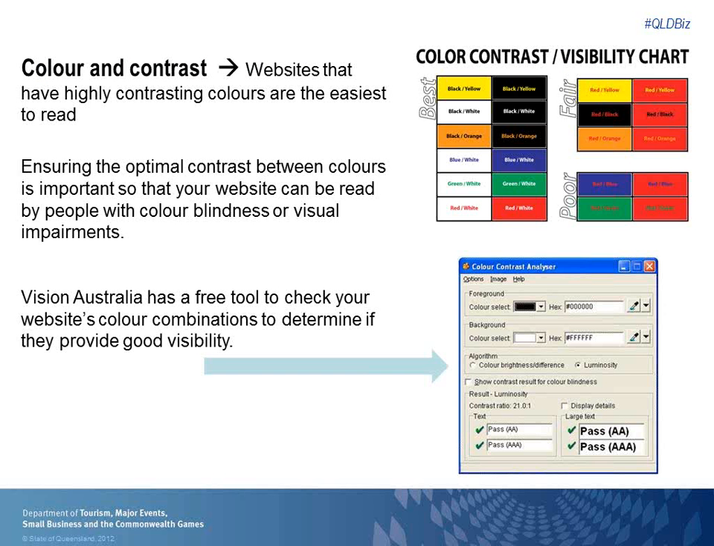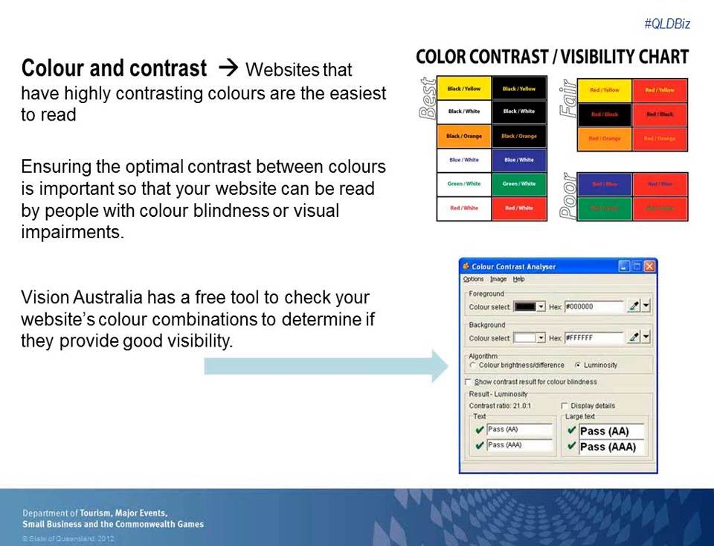Colour and contrast. Using unique background and text colours can individualise your site, but make sure you consider how your chosen colours look when they're combined. Websites that have highly contrasting colours are the easiest to read. For example, a light background with a dark font. Website backgrounds and fonts with low contrast, like grey text on a white background, are much harder to read.